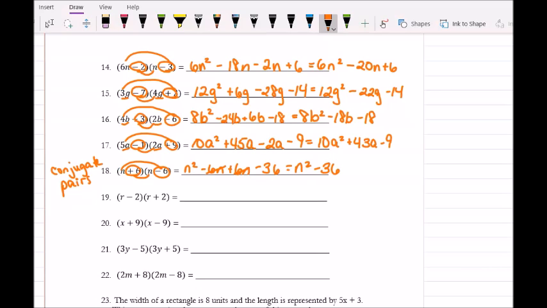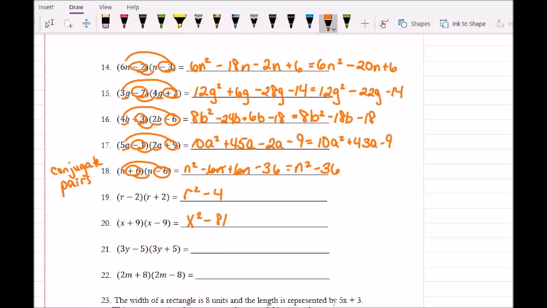So with conjugate pairs, that's always going to cancel in the middle because you have those opposite signs. So that means we don't have to do all of FOIL. We can just do the first and the last terms because the middle two will cancel out anyway. So for 19, let's just do that. R times R would be R squared. And last, negative 2 times positive 2 is negative 4, and that's it. We're done. Number 20, x times x is x squared, and positive 9 times negative 9 is negative 81.